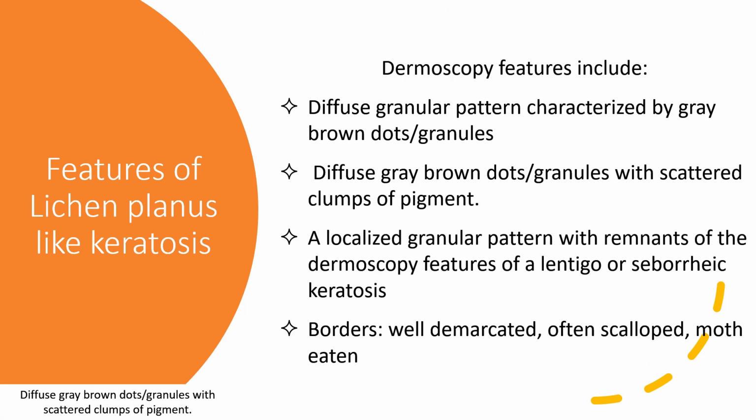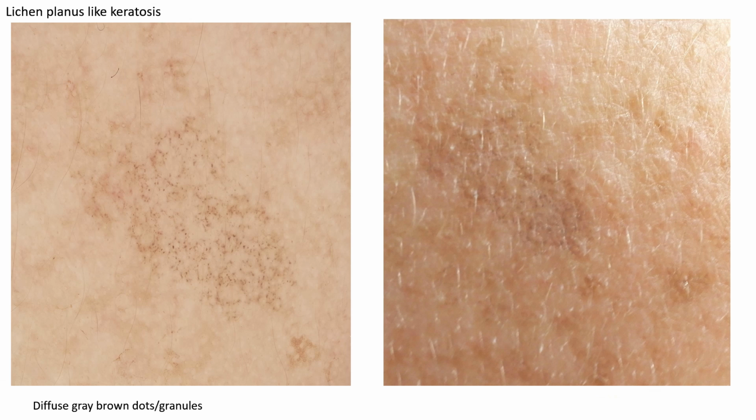The features of lichen planus-like keratosis include the following: a diffuse granular pattern characterized by gray-brown dots and granules, diffuse gray-brown dots and granules with scattered clumps of pigment, a localized granular pattern with remnants of the dermoscopy features of a lentigo or seborrheic keratosis, and finally, the borders are well demarcated, often scalloped and moth-eaten.